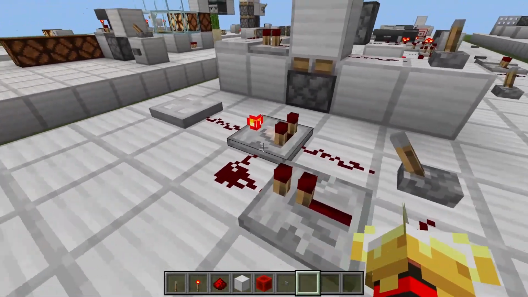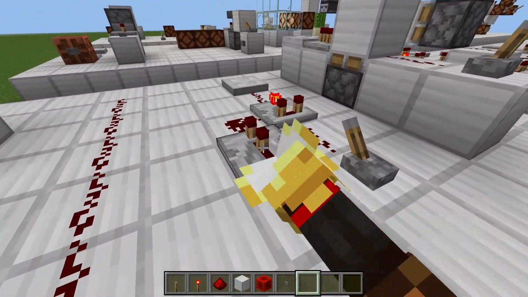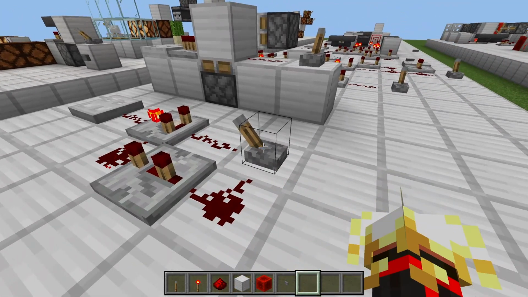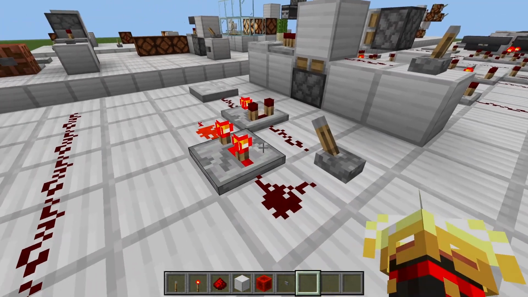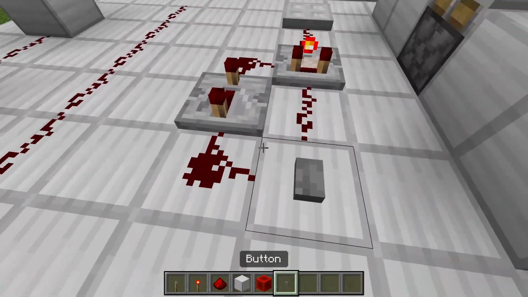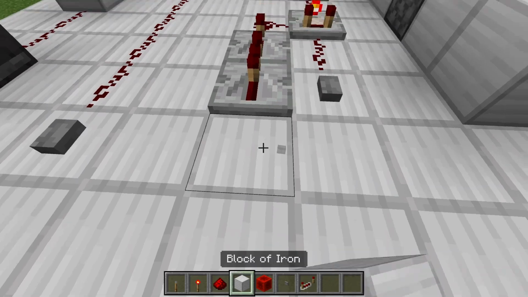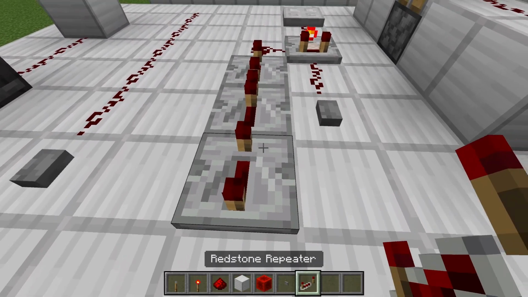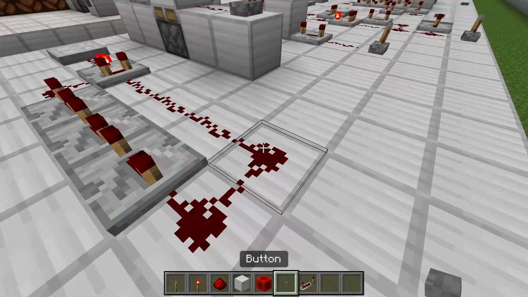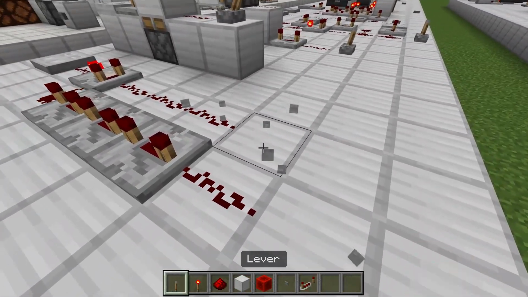Here we have a pulse generator that we can vary. Here it's a 1 tick pulse. Here we have a 2 tick pulse, 3 tick pulse, and a 4 tick pulse. Of course you can add more repeaters here. And like this we can generate a really long pulse. Okay, now this wasn't long enough.